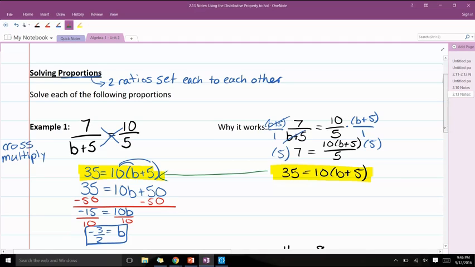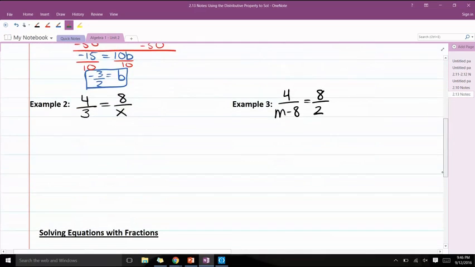Okay, so now what I want you to do is go ahead and pause the video, and I'd like you to go ahead and solve these 2 equations using cross multiplication or the other method, and then restart the video just to check your work. All right, have fun.